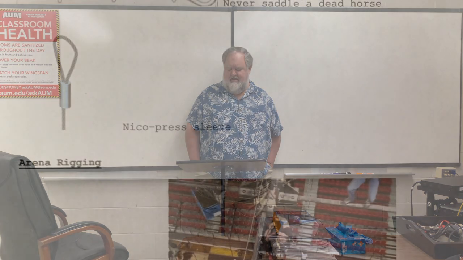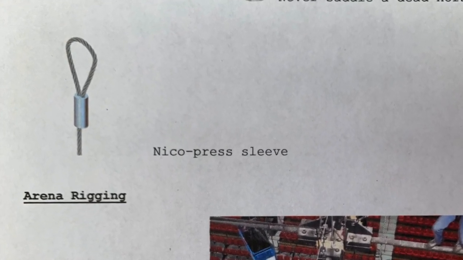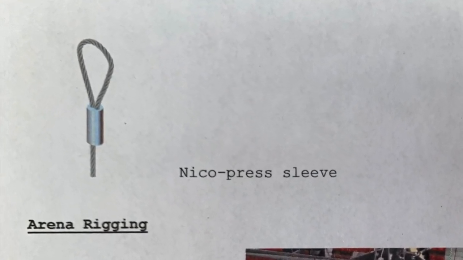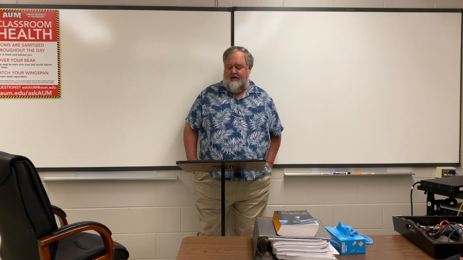The other way to terminate aircraft cable is to use what's called a NicoPress sleeve. The nice thing about a NicoPress sleeve is that you just slip it on, and then you take a NicoPress tool and you press it, and it crimps down on the sleeve and holds it in place. Now, I want to tell you, the picture that's there does not have a thimble in it. That is not a correct way to do it, but I couldn't find a picture of a NicoPress that had a correct thimble. So hey, there you go, you learn.